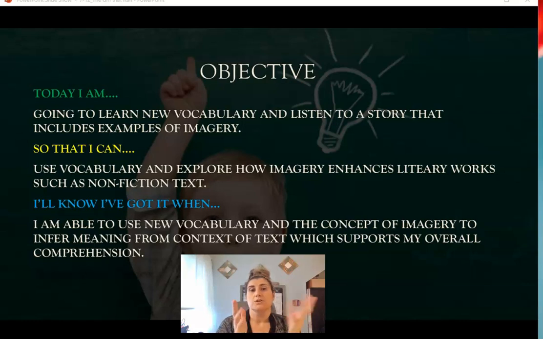So you're going to be learning some new vocabulary that goes along with our story for today. And you're also going to be looking at some examples of imagery, so that you're able to explore how imagery enhances literary works. And this one is a nonfiction text. You're going to know you have it when you can utilize the new vocabulary and the concept of imagery together to infer meaning from the text and the context that it gives you to support your overall comprehension. So that sounds really complicated, but I promise you it is not.